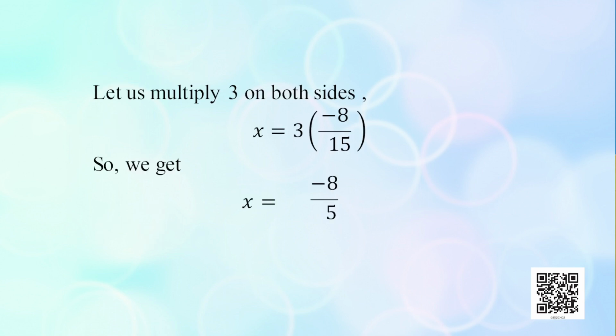Now, multiply 3 on both sides, we get x = 3 times -8/15, that is nothing but -8/5. Therefore, x = -8/5 is the solution of that equation.